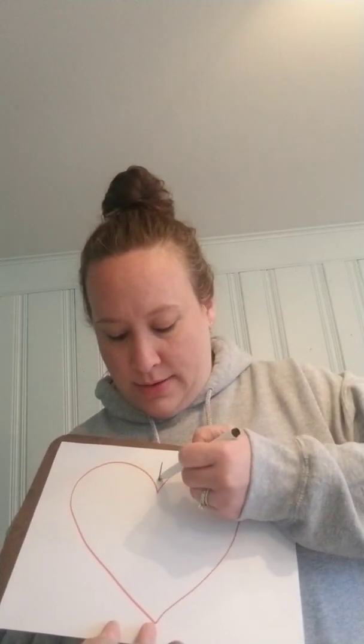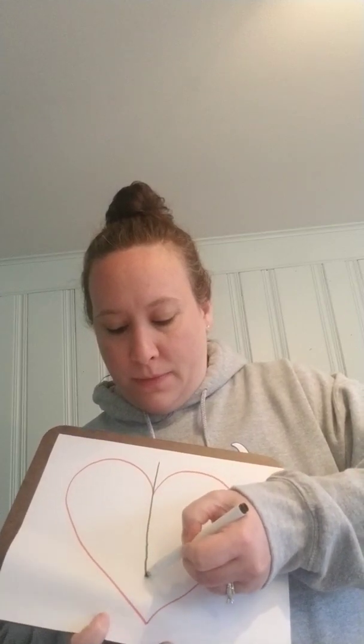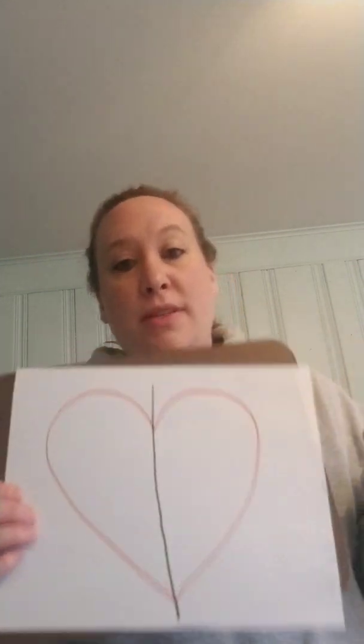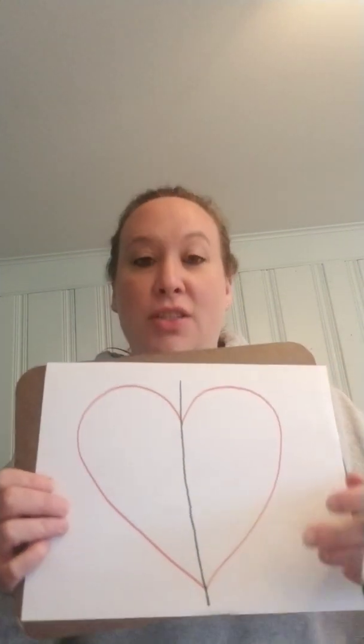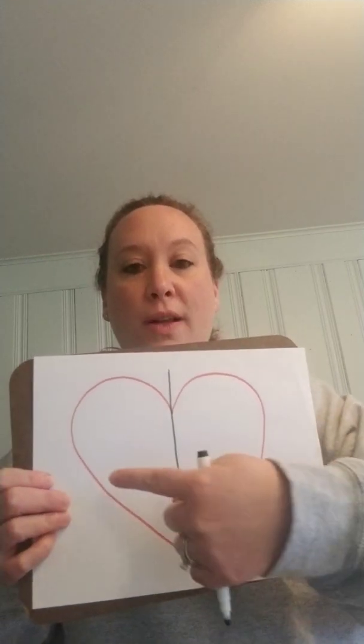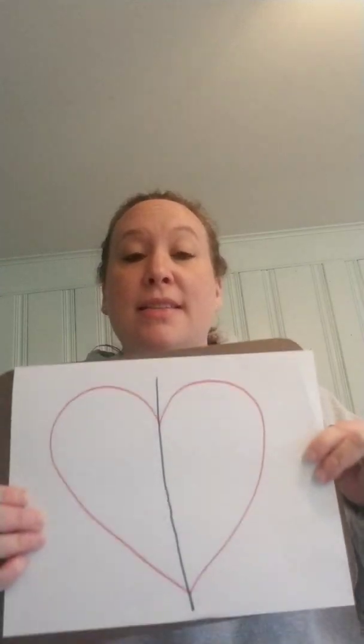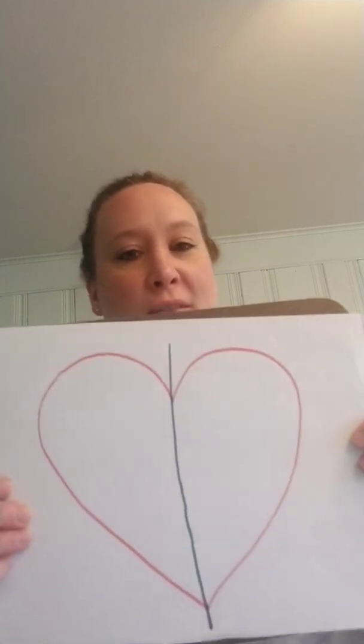Okay, the first shape I want to show you is this. What is that? A heart, of course. So what we're going to do is we're going to draw a line right down the center of this heart. Now, Mrs. Rattel's drawing isn't perfect, and my lines aren't perfectly straight, but you get the picture. One side of my heart looks exactly like the other side of my heart. So is my heart symmetrical or asymmetrical? Symmetrical, correct.